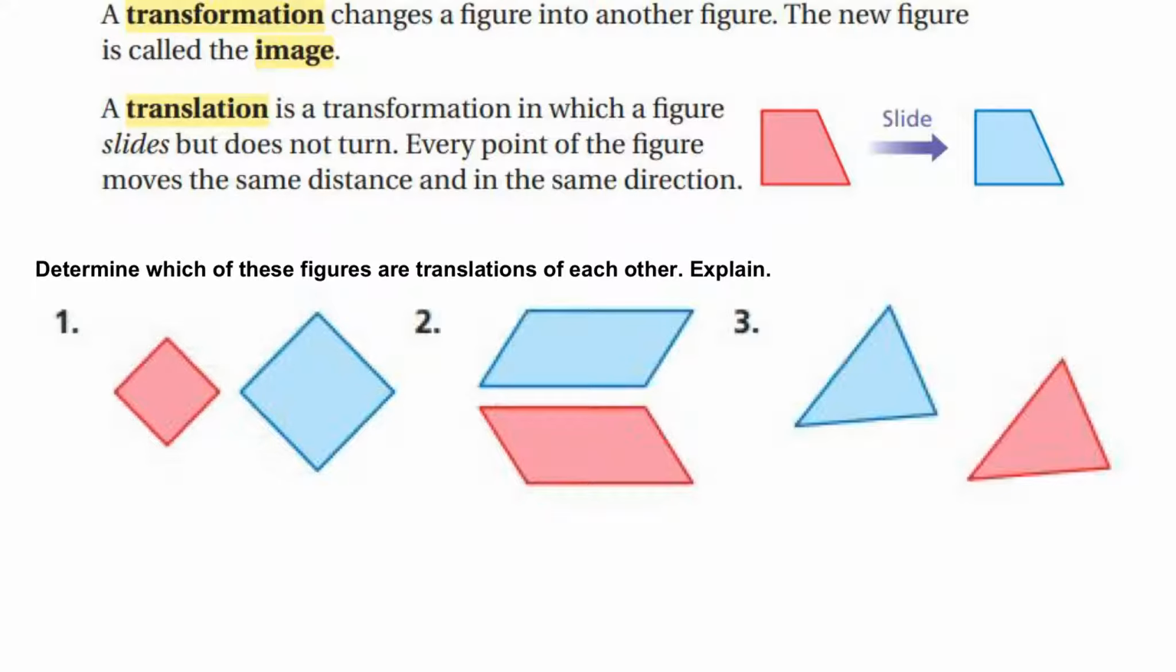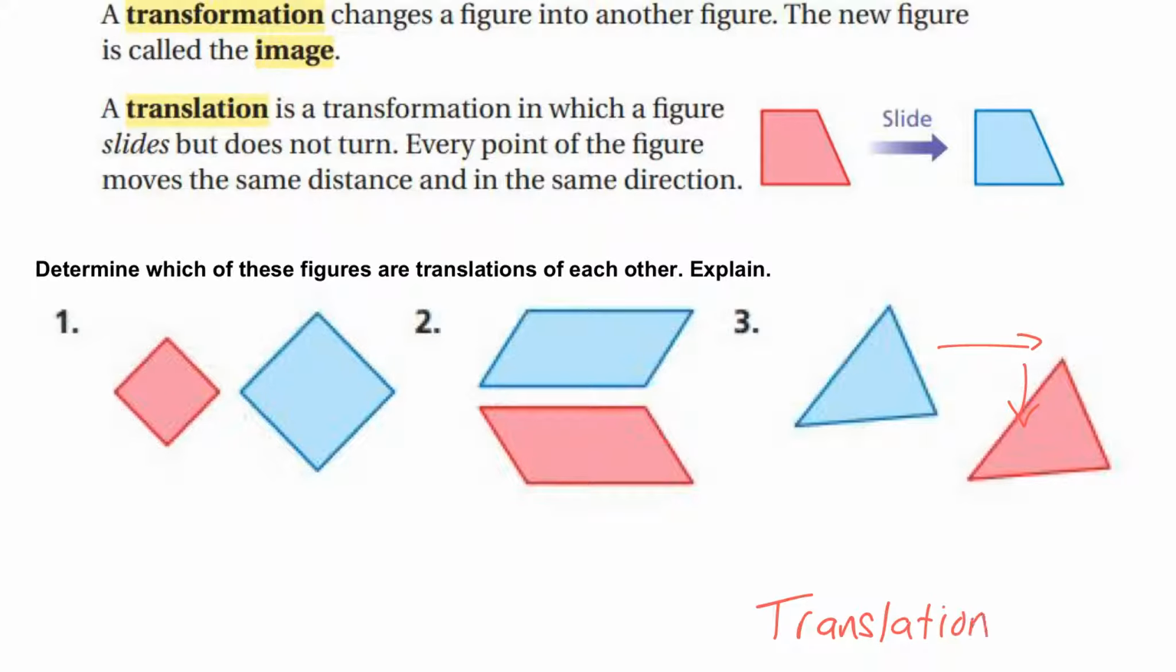So number one is not a translation because the red figure and the blue figure are not the same size. Number two is also not a translation because the blue figure is flipped over to give us the red figure. Number three here is actually going to be our translation because the blue figure and the red figure are the same size, they're the same shape, and they have not been turned in any way. They've just been slid. Like, for instance, the blue figure could be slid to the right and down to give us that red figure. So number three is our translation.